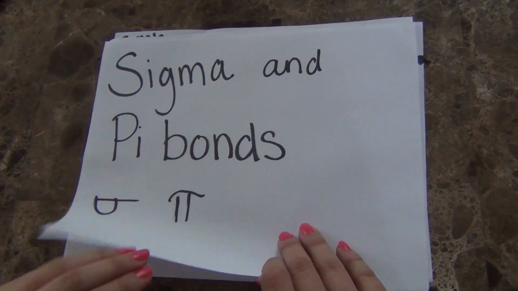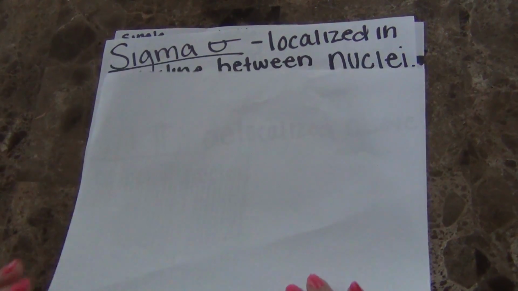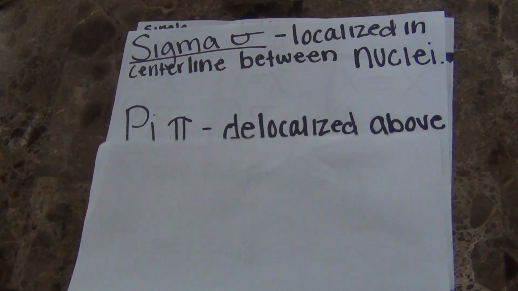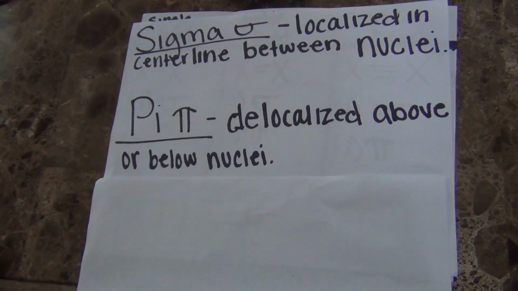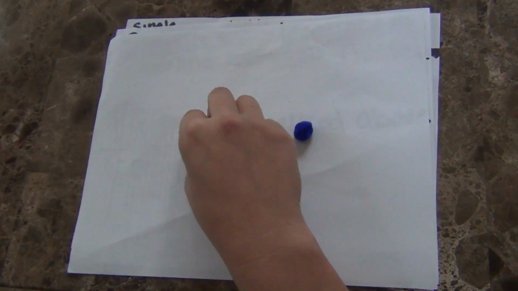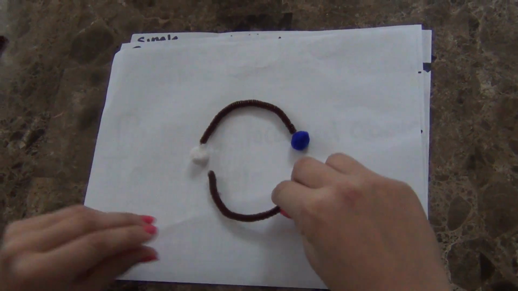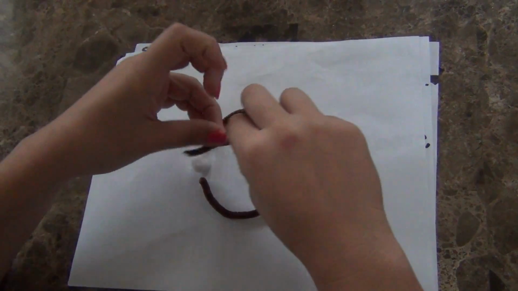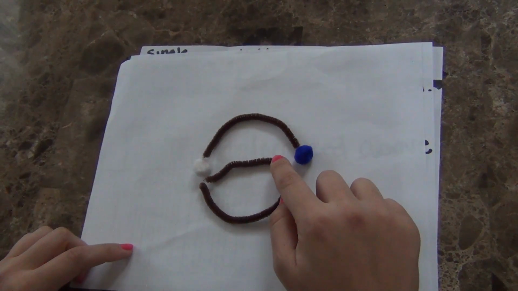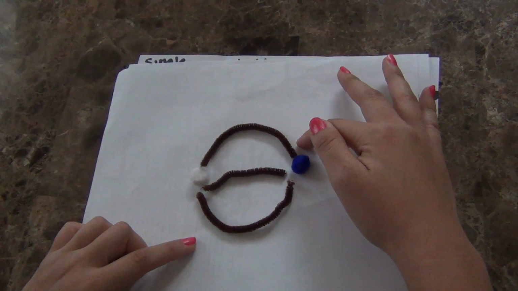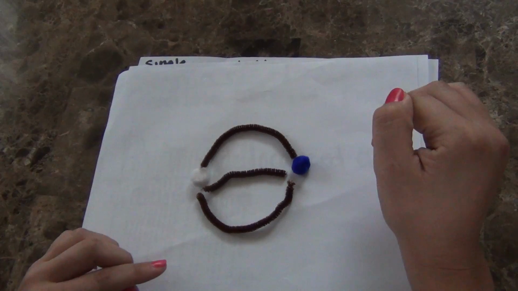Sigma and pi bonds. Sigma bonds are localized in the center line between the nuclei, and pi bonds are delocalized above or below the nuclei. For example, between the two nuclei, you have a triple bond, and this would be the sigma bond because it is localized, with the pi bonds above and below the nuclei.